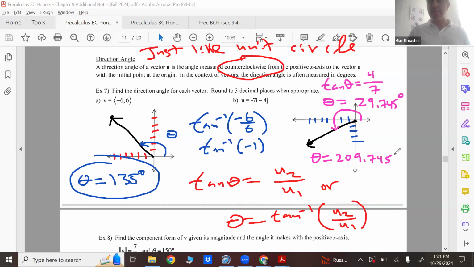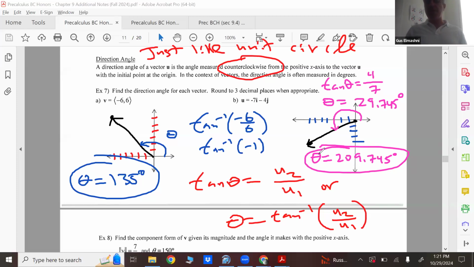Exactly, because you're in the third quadrant. What I'm doing is a reference angle. I'm looking at the acute angle, doing the tangent inverse of that, and then adding whatever I need to add, depending on where I am. Exactly.